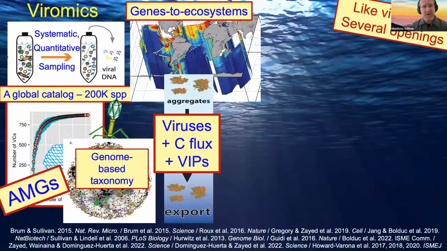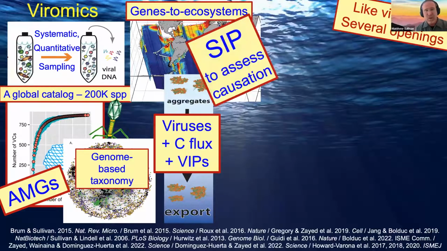And then the other part of this genes to ecosystems modeling is that we can actually pick out the most important viruses, the VIPs. This is variable importance in projection, but it's the same idea. These are important viruses in the system. And so these VIPs mean we can figure out which handful of viruses we should do focused studies on. We can use those hypotheses developed from omics-enabled work in stable isotope probing or other experimental methods to assess causation from these more correlative inferences.